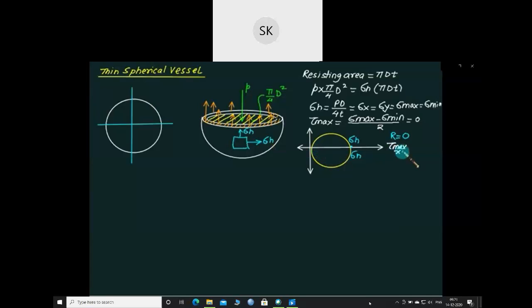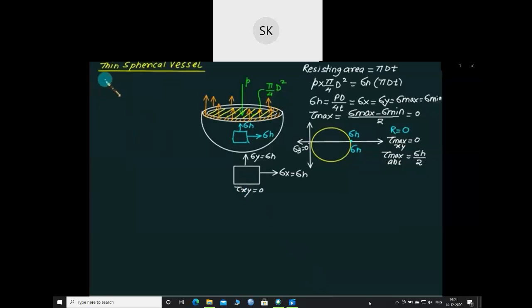Tau max xy will be equal to 0. But what is tau max absolute? It is equal to this value minus this value. This value will be equal to what? 0. This is sigma 1, sigma 2. So it's the same as sigma h divided by, we can get it very quickly.